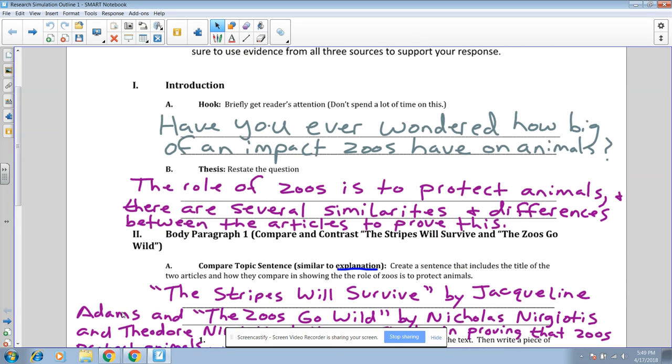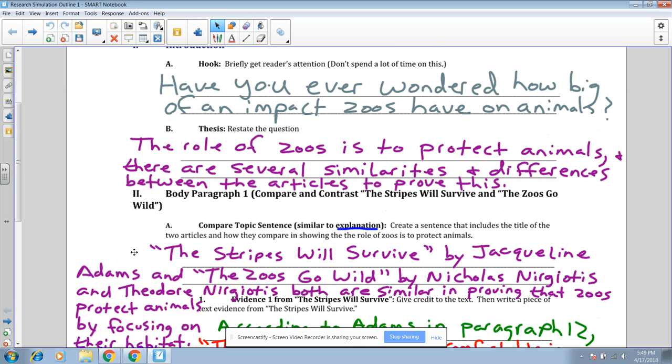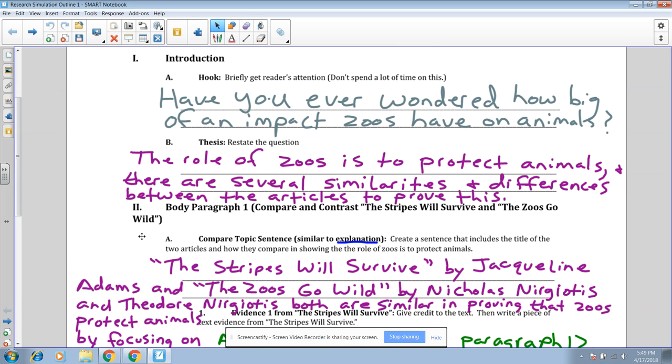So if you don't have this paragraph, your first paragraph, if it doesn't look somewhat like this, now this is first hour, so it might look just a little bit different than yours, but if you don't have anything written for your first paragraph, your introduction, go ahead and pause this video and write this down.